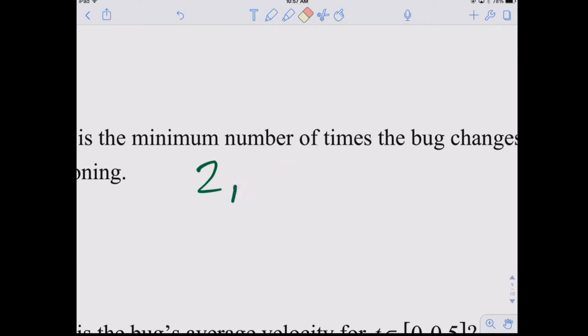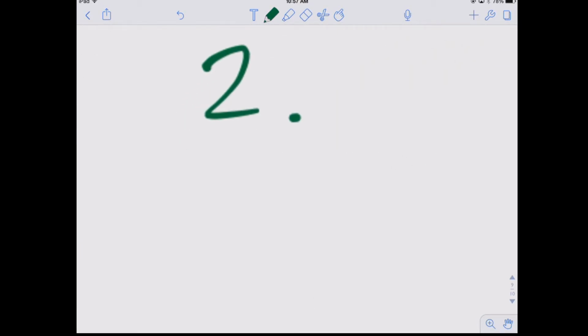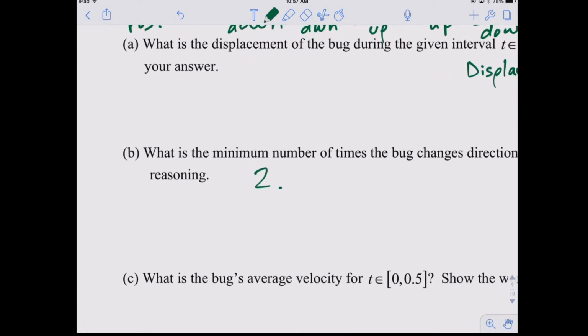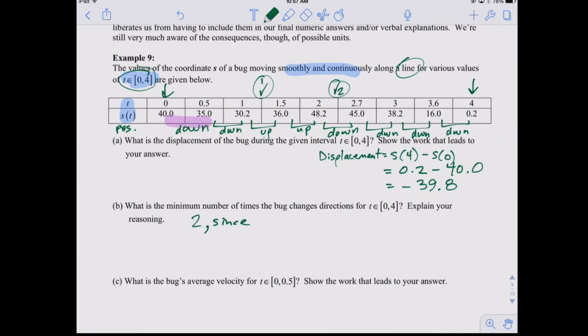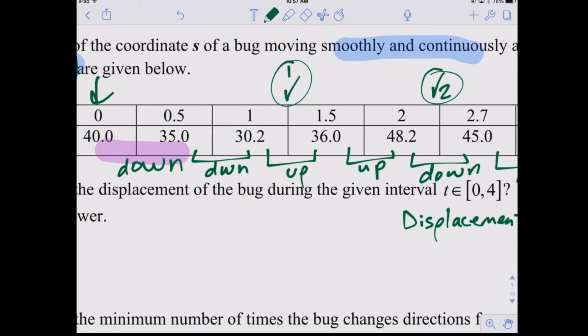Okay, so 2. Now, the next part, that's a sentence. Put a period after it. What's the minimum number of times the bug changes directions? We just answered the question. But now the reasoning. So maybe common sense. Who wants to take it? How would you word that? That's what I'm asking you. How do you word it? Just left to your own devices.